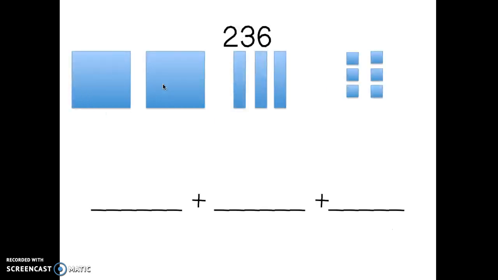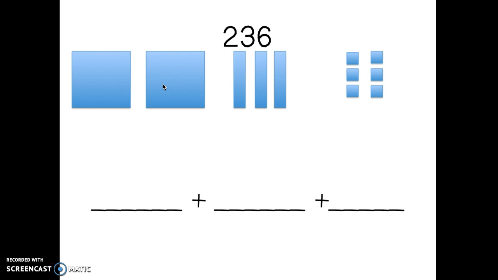Let's do another example. Here we have the number 236. I would like you to think about what the value of each of these numbers is. On the far left, you can see we have the number 2. Based on this number 236, the 2 is in the hundreds value, and that's represented by 2 squares or hundreds place blocks that you see right here.